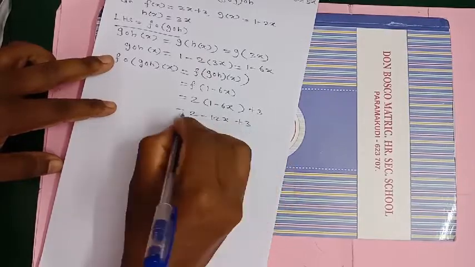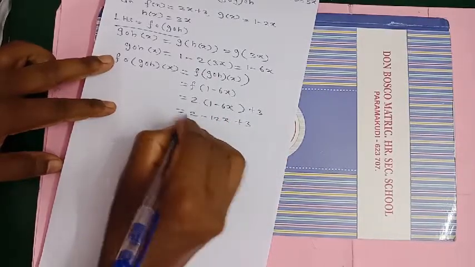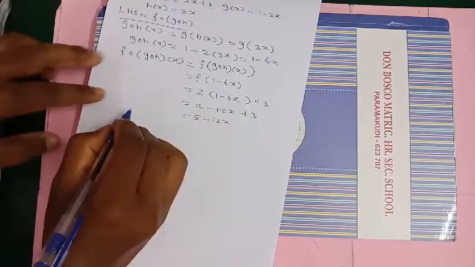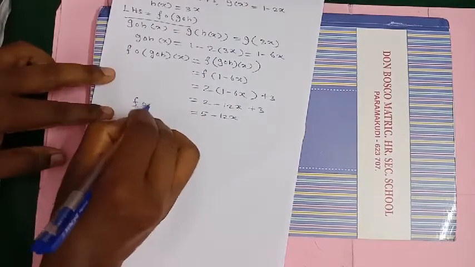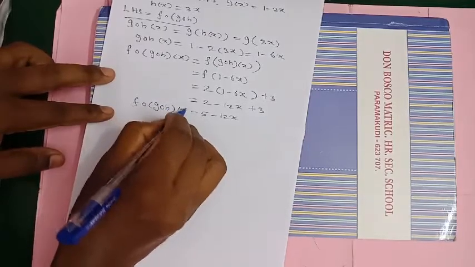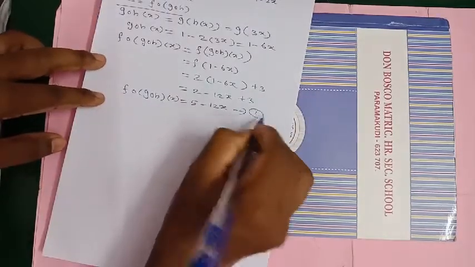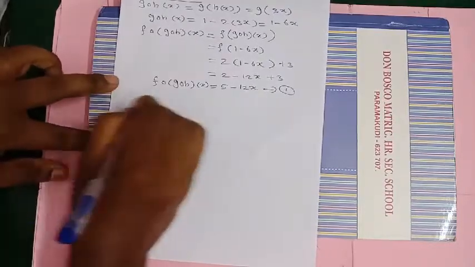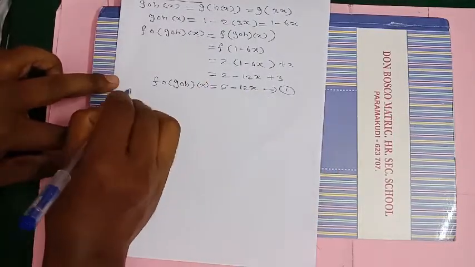These two numbers are the same kind of terms, so 2 plus 3 is equal to 5 minus 12x. What is this? F composition g composition h of x. It is equation number 1. So we have found the left hand side. Now let us find the right hand side. What is the right hand side?